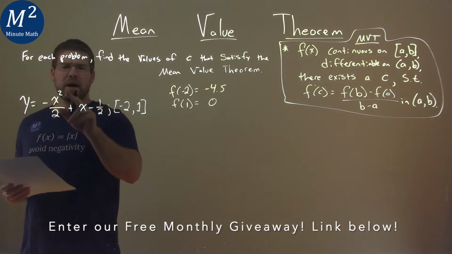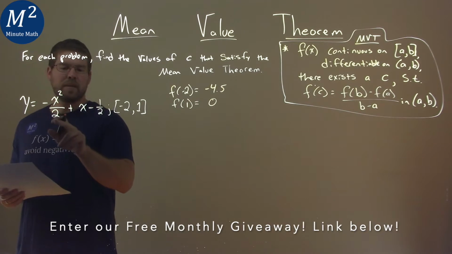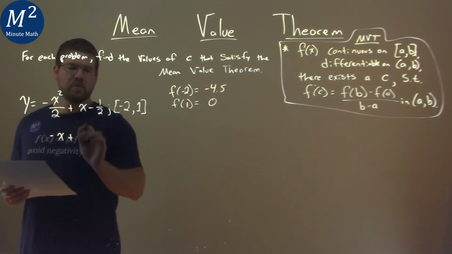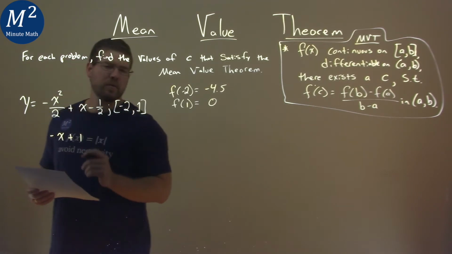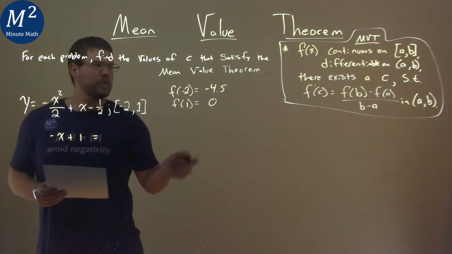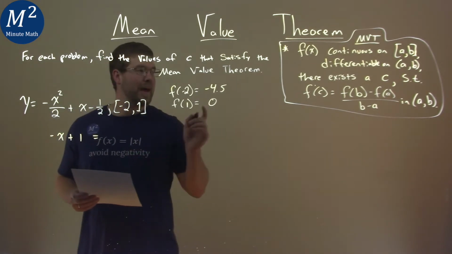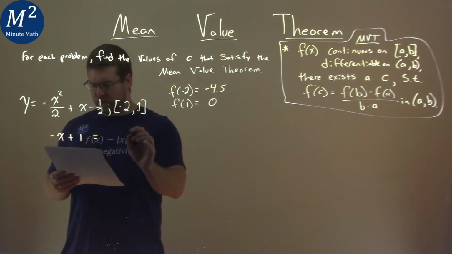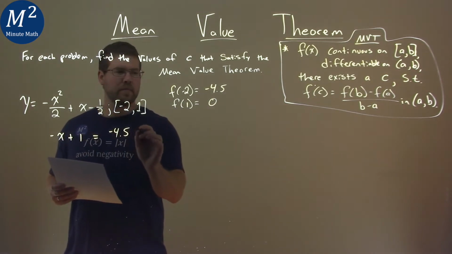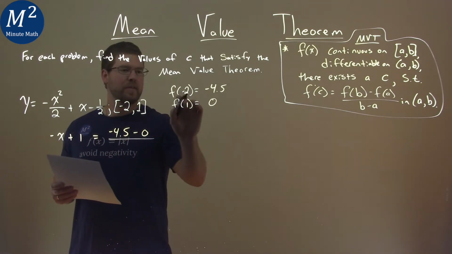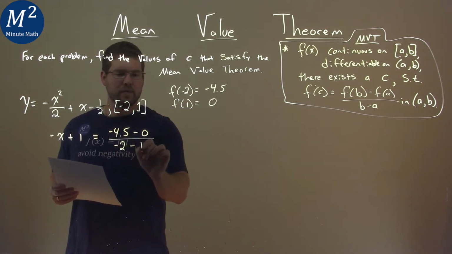So the derivative here, power rule, 2 comes down, but we divide that by 2 right here, so we have a negative x left over, plus the derivative of x is 1, and the derivative of the constant is 0. That is equal to, let's apply the mean value theorem, f of b minus f of a. So -4.5, really doesn't matter, minus 0 over, just keep the x values in line as well, -2 minus 1.